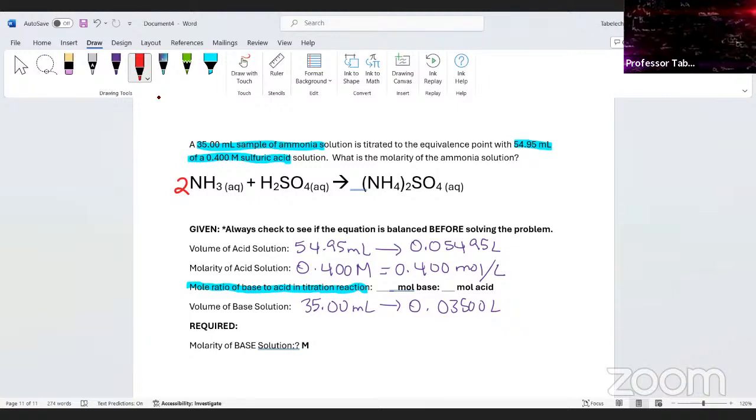So I just went ahead and balanced this equation out really quickly because of the time. All right. I'm going to use my coefficients from the base and from the acid. There is a 2-to-1 ratio, 2 moles for the base and 1 mole for the acid.